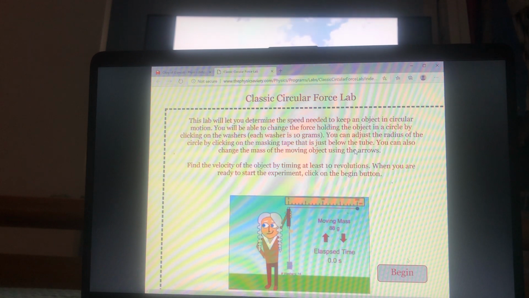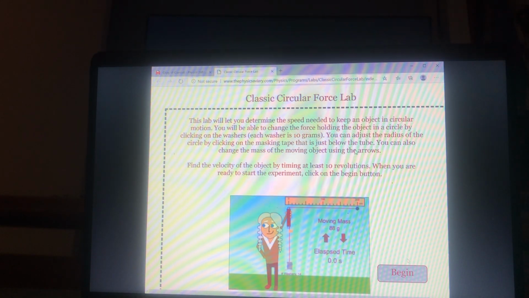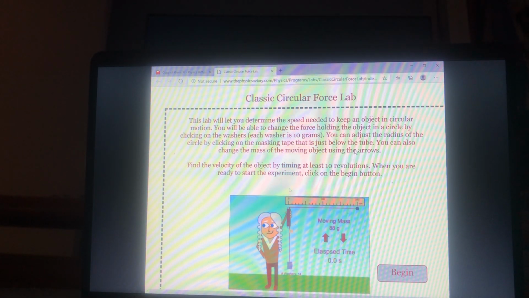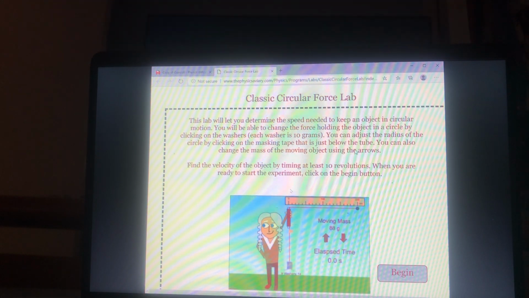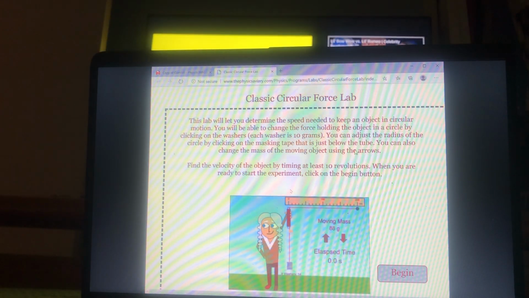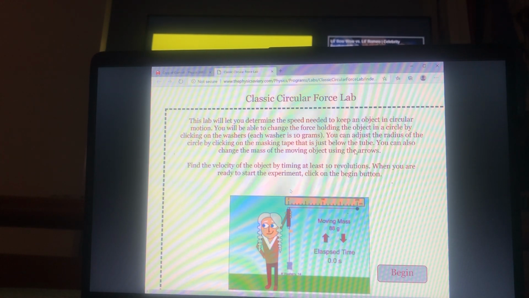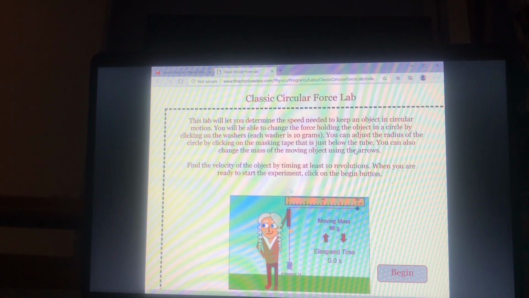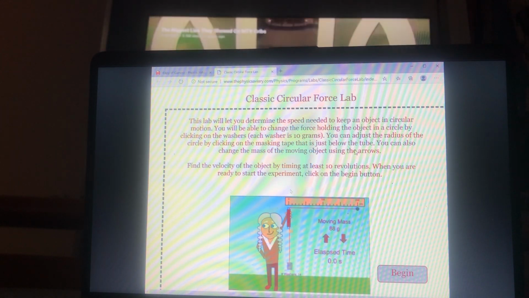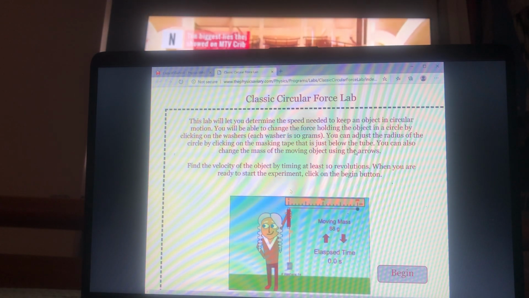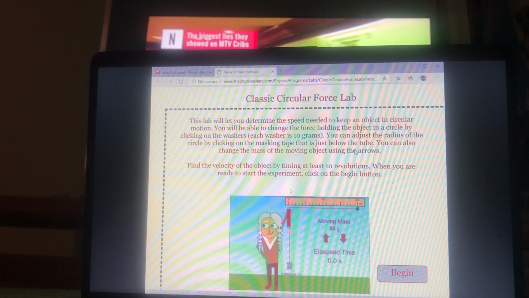So this is the simulation. This lab will let you determine the speed needed to keep an object in circular motion. You will be able to change the force holding the object in a circle by clicking on the washer. Each washer has a mass of 10 grams.